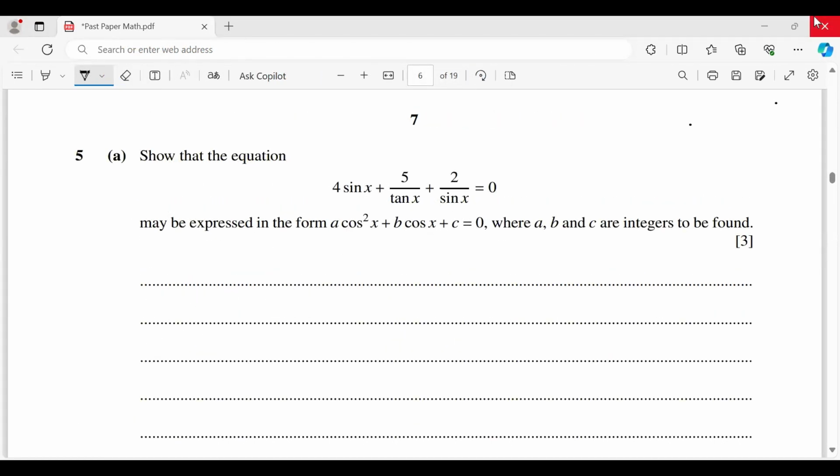Number 5. Show that the equation 4 sine x plus 5 over tangent x plus 2 over sine x equals 0 may be expressed in the form a cos squared x plus b cosine x plus c equals 0, where a, b, and c are integers to be found. Right, so we are going to convert this equation.